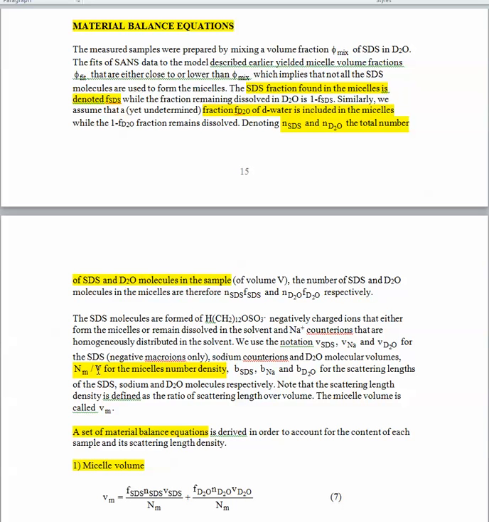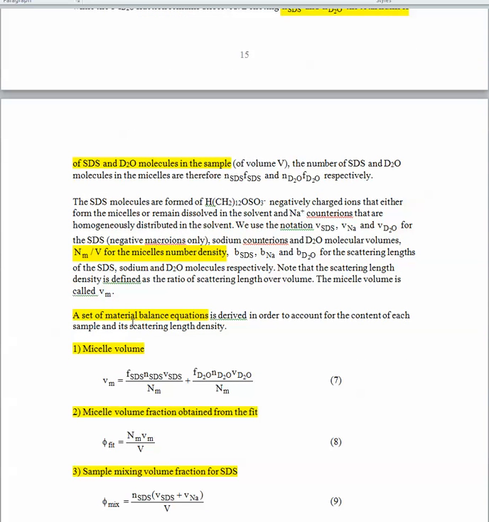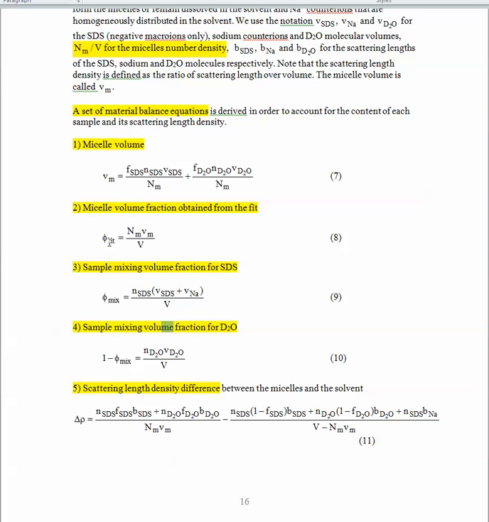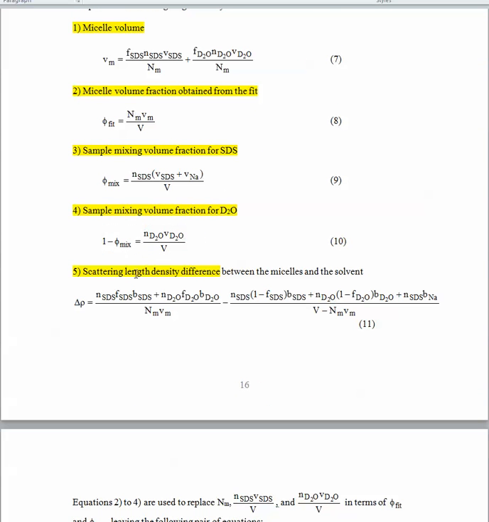The micelle number density, we called it N over V. Big V is the volume of the sample. Set of material balance equations: conservation of volume, definition, conservation of the volume fraction, the mixing volume fraction for STS, sample mixing volume fraction. So we have the fitted volume fraction and we have the mixing volume fraction, phi. The scattering length density difference.